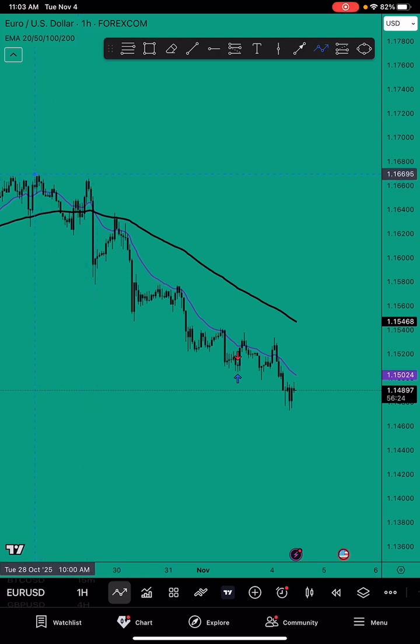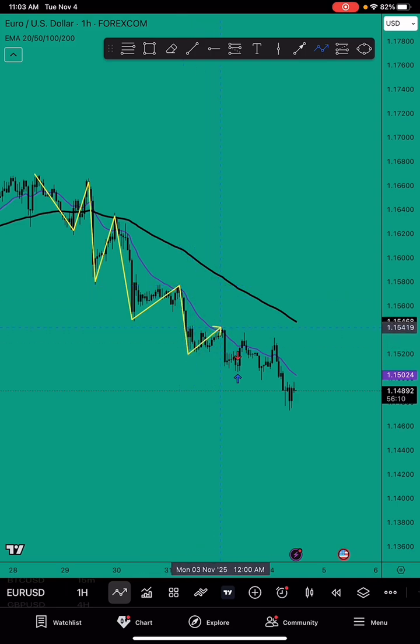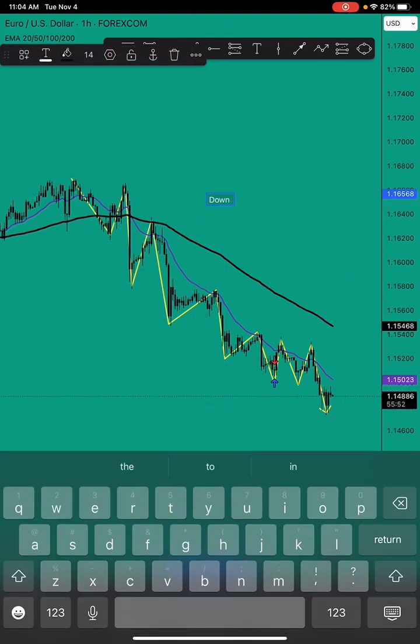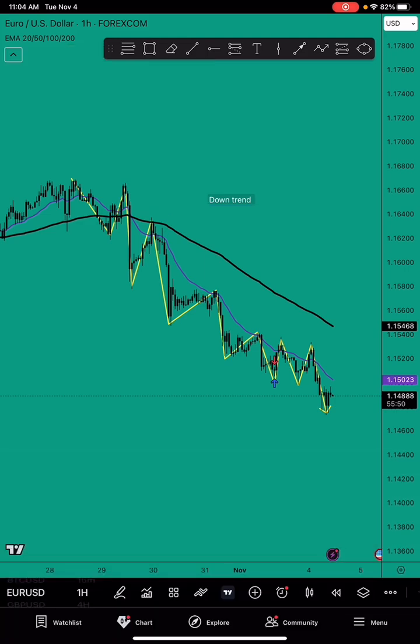So when price is in a clear downtrend, what does it do? It makes lower lows, it makes lower highs. It makes a lower low, and then it makes a lower high, and then it makes a lower low, and then it makes a lower high, and so on and so forth. We see that this is what you call a downtrend.